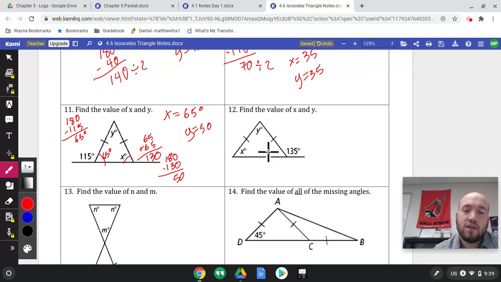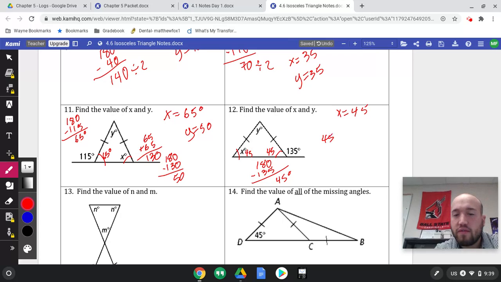So once again, it is isosceles, so I can know that this angle and this angle are the same. To find what the empty angle is, we take 180 minus 135, and we will get 45 degrees. Okay, if that's 45, we also know then that x is 45. Plus 45 equals 90. So then we take 180 minus that 90, and we get 90 degrees. So y is 90 degrees.